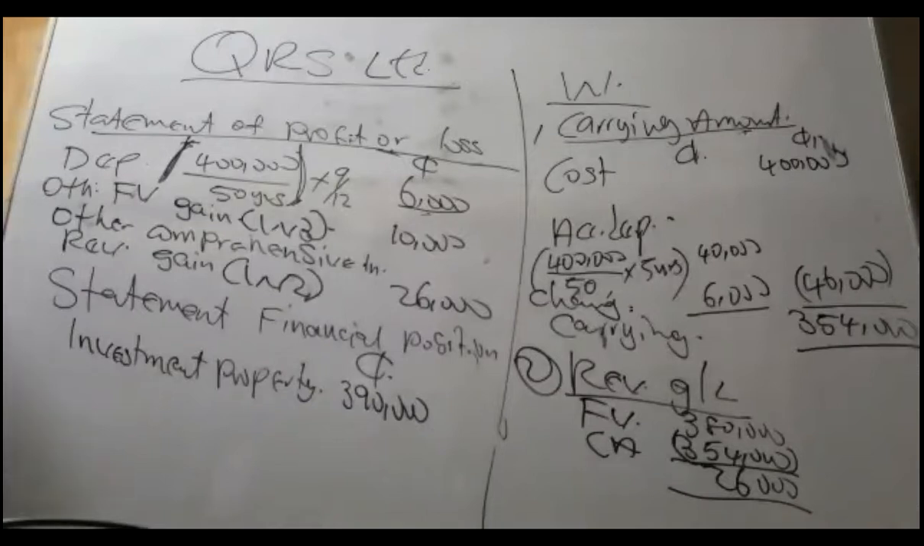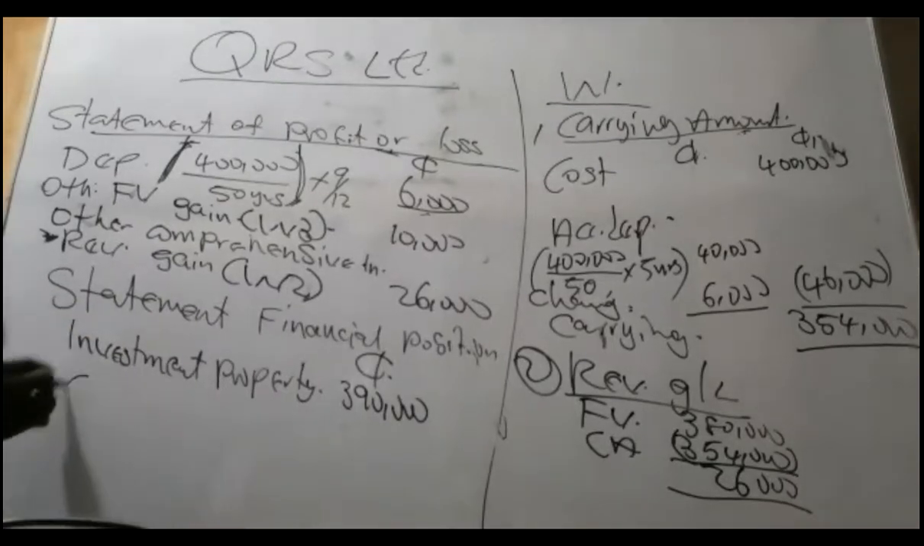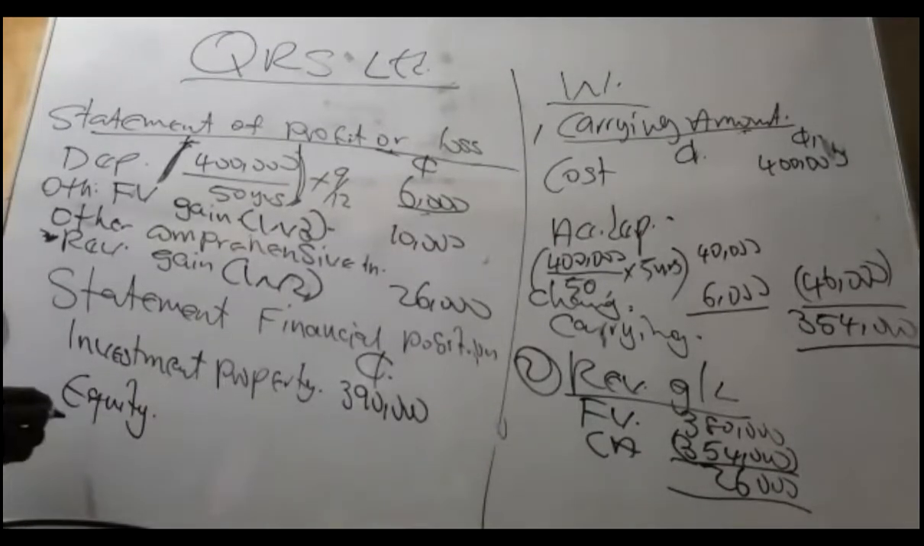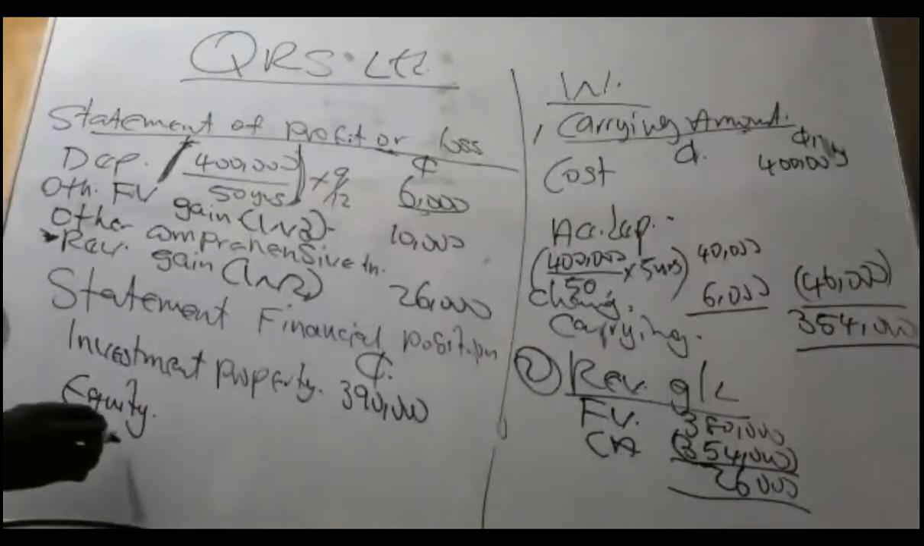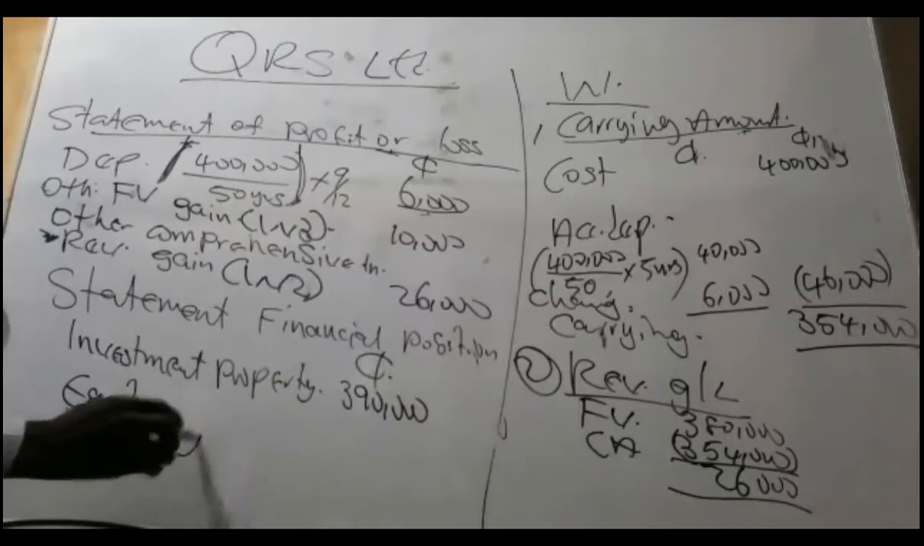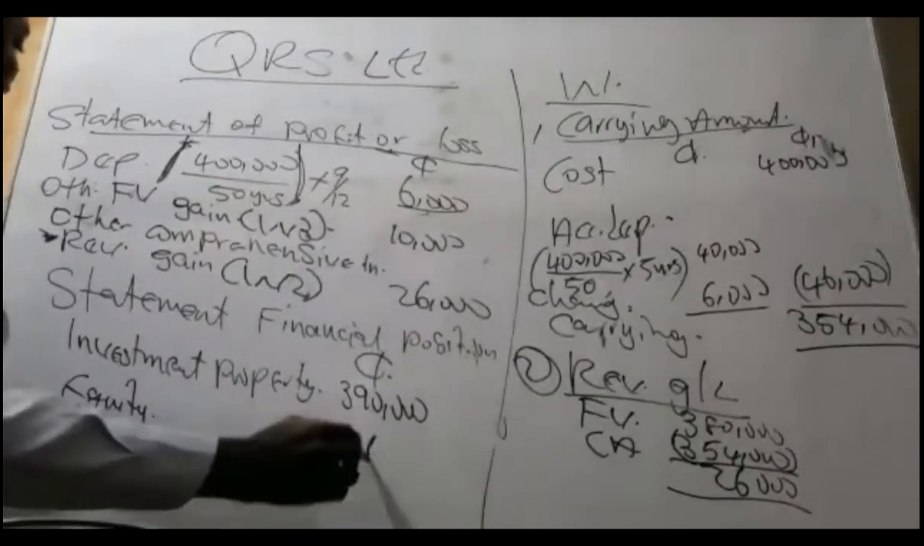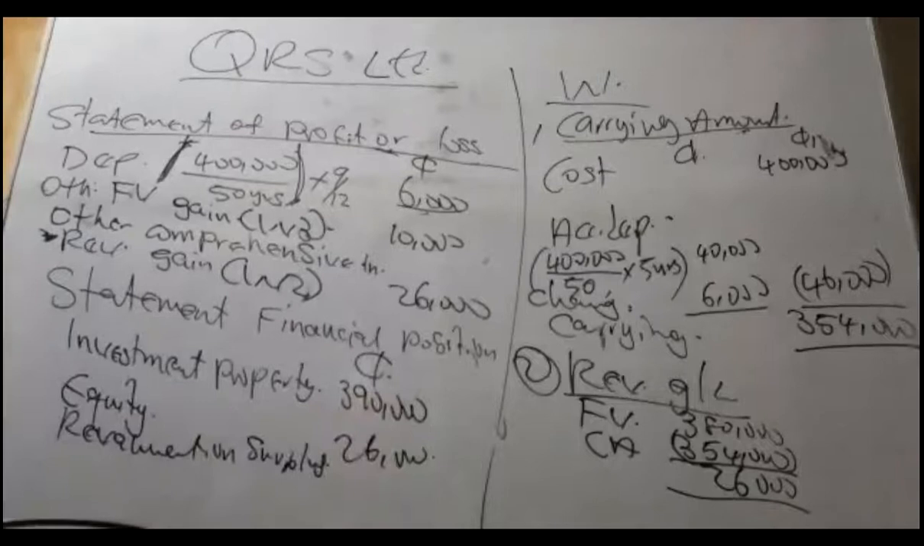Good. Then second, any items that enter the OCI must find their way into the financial position too through the changes in equity. So here too, we go to the equity section and then we record revaluation surplus. Revaluation surplus of what? 26,000. We are done. That is the end of this question.